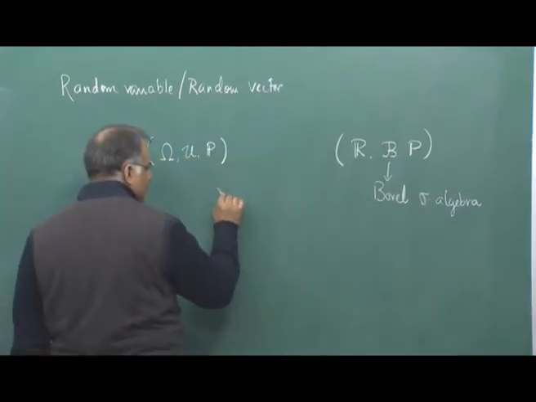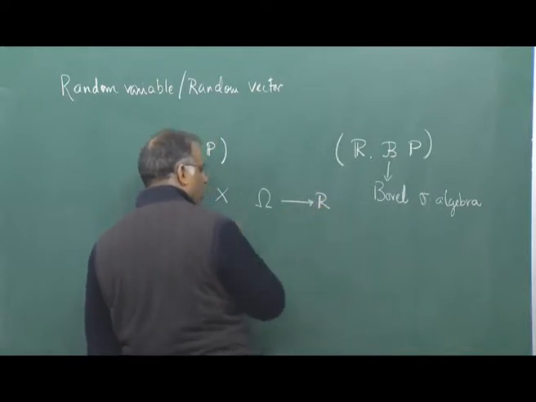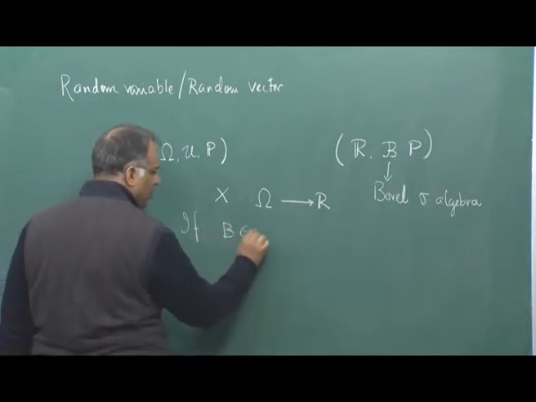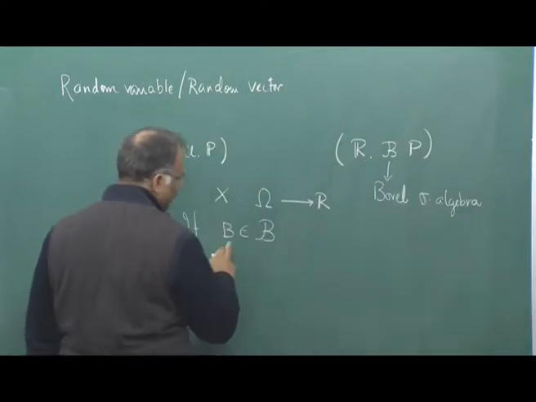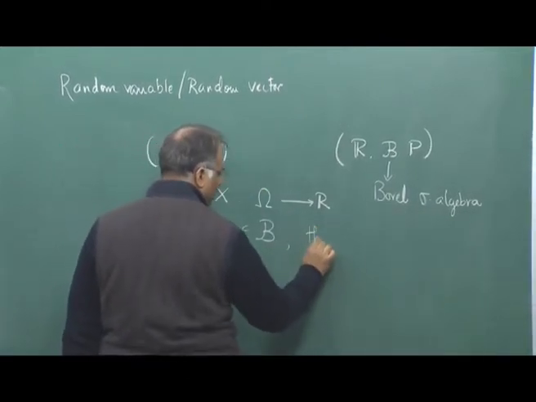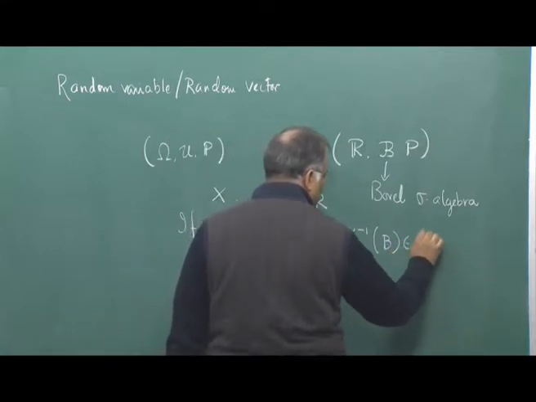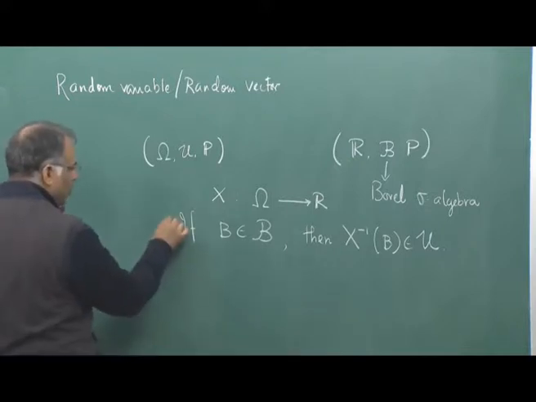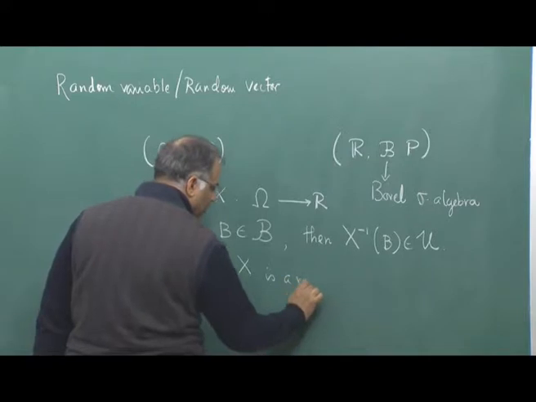So, X is called a random variable if it is a mapping from omega to R, but with the following property: if you take any B which belongs to the script B, the Borel sigma algebra, this is not the standard B, this is the script B, then the inverse image of the set B must belong to the sigma algebra U. In this case X is called U measurable or just measurable. So, this property has to hold. If you can define a function for which this property holds, then we call X a random variable.